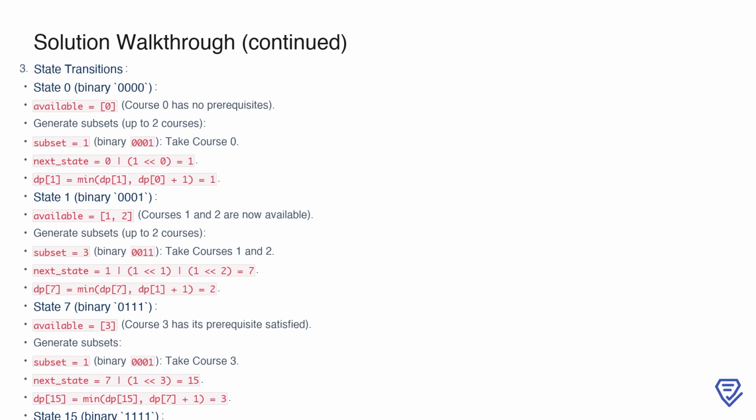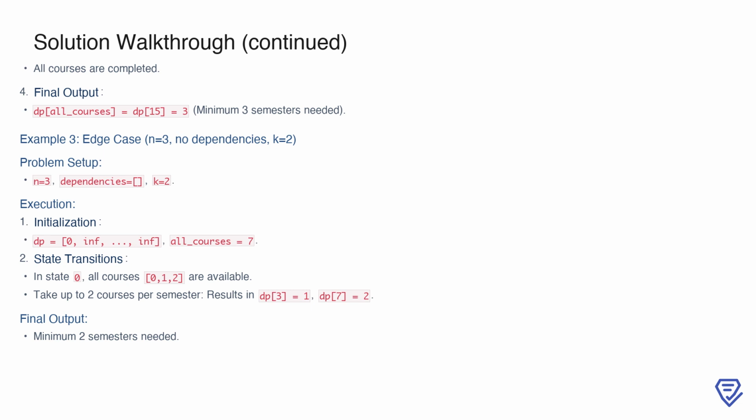In state 7, where courses 0, 1, and 2 are completed, course 3 becomes available. Taking course 3 corresponds to the subset 1 in binary, resulting in a next_state where all courses are completed. We update DP[15] to 3 semesters. At this point, all courses are completed, and the minimum number of semesters required is stored in DP[15], which is 3.